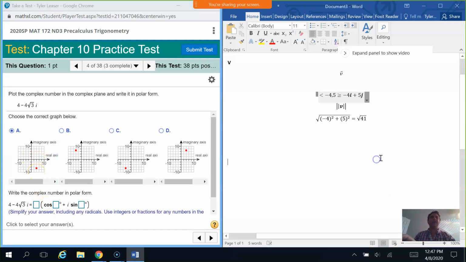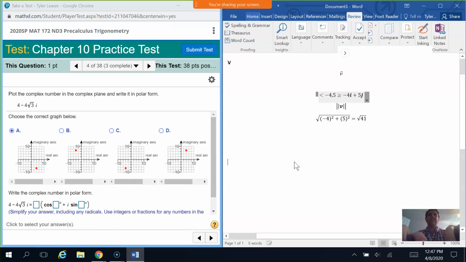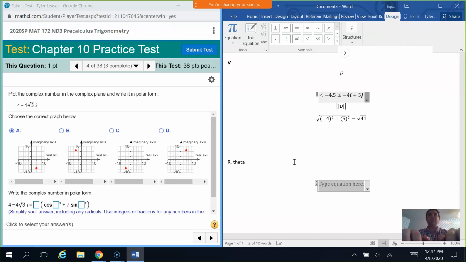When it comes to finding the polar form of it, remember that means you're trying to find that r value and then that theta value. And these come from two different equations. x squared plus y squared equals r squared. That's how we're going to find the r. And then tangent of theta is equal to y over x.